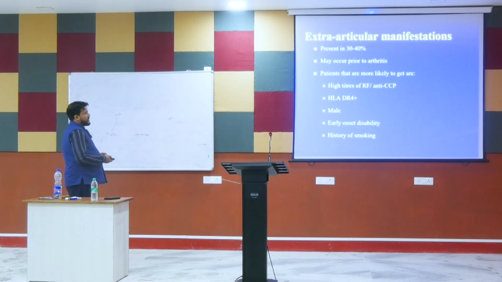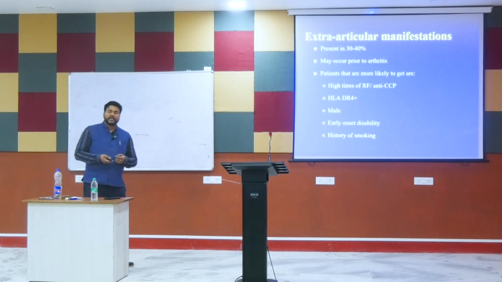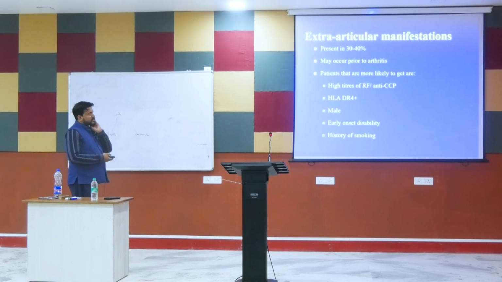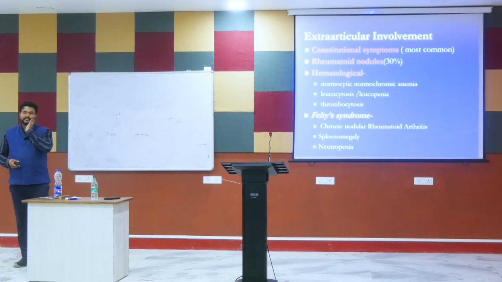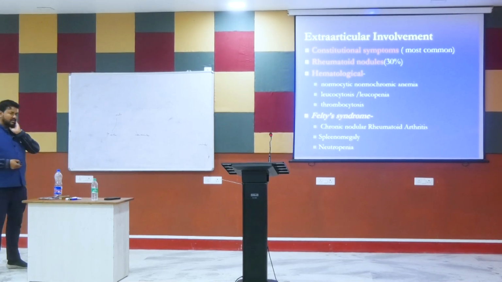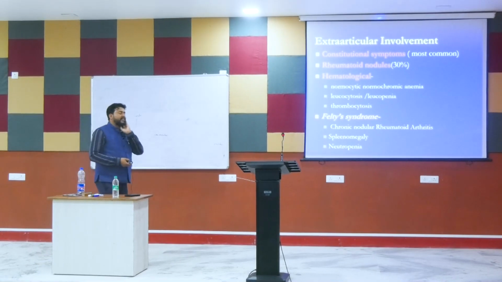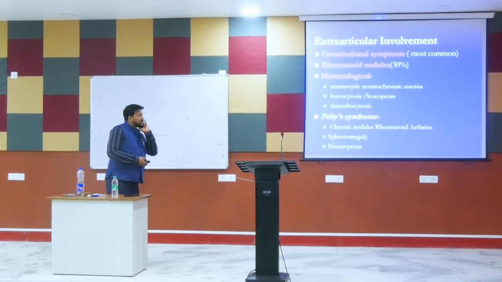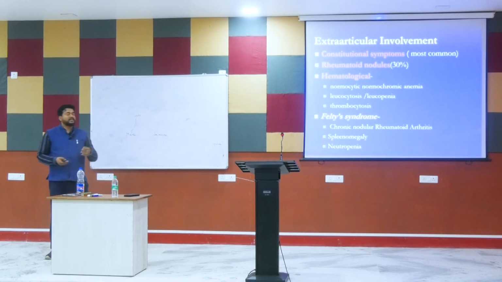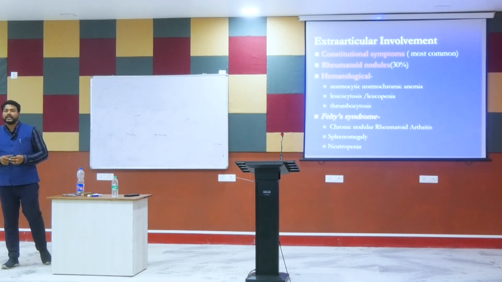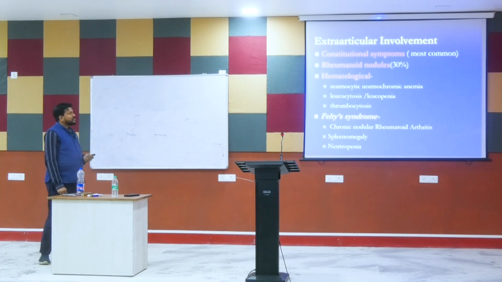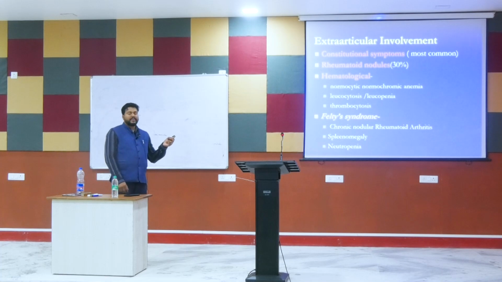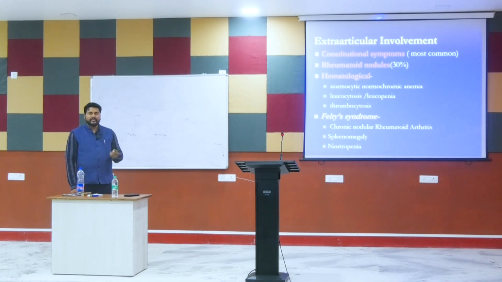In male patients, early onset disability patients and history of smoking, these types of patients are more prone to develop extra-articular manifestations. So what are the extra-articular manifestations? It is an autoimmune disease. There is ongoing inflammation inside your body. So there might be some constitutional symptoms like fever, malaise, anorexia, weight loss. These are constitutional symptoms. Rheumatoid nodules. These are subcutaneous nodules found in RA patients.